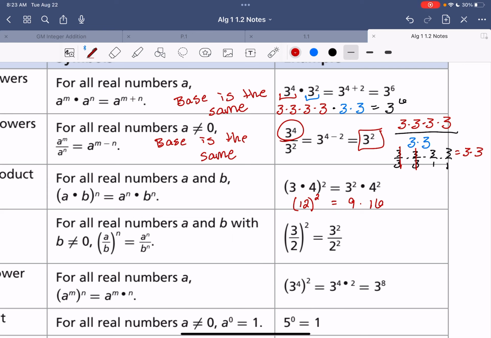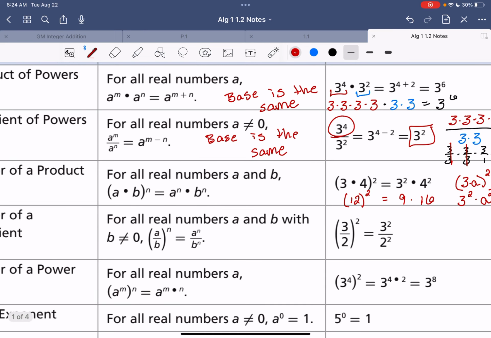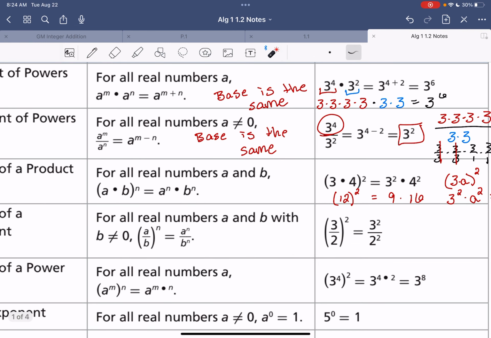Where this is useful, it's not super useful when it's 3 and 4, but if I have 3a to the 2nd, again, that's an implied multiplication. That's the same as 3 to the 2nd times a to the 2nd. Okay, that's much more useful in this situation because then 3 to the 2nd is 9 times a to the 2nd. Okay, so these are mathematically equivalent. So again, the bases aren't the same, but they're multiplied, their power is the same. So here we have the same exponent.